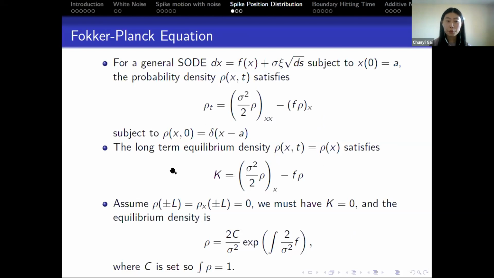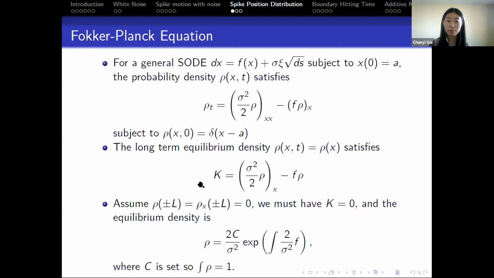Here we're looking for the long-term equilibrium density distribution, which is the steady state of this equation. By setting rho_t equal to 0 and integrating, we get this equation where k is a constant. Since we assume the noise is small enough, the spec has almost zero chance to hit the boundary. Therefore, we must have the boundary conditions rho at plus minus L and the derivative rho_x at plus minus L are 0. And that gives that k must be 0.